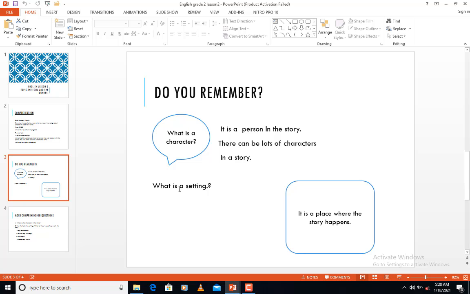Let's go on. What is a setting? A setting is a place where the story happened. And we could also have many settings of where the story was happening. Remember when we were reading that story about that boy who was feeling tingly, we said that they started at home, so we had a home setting, and we also had another setting when they were going past the park and all that.